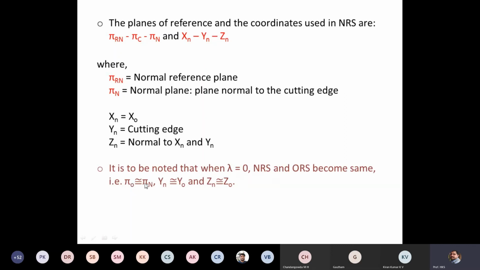So there is no need to tilt the orthogonal plane by an angle lambda to obtain the normal plane. That is not required. The orthogonal plane itself will become the normal plane if the rake surface is flat. If the rake surface is flat, then lambda will be 0. Next, yn will be equal to yo, zn will be equal to zo. Because of this lambda, there will be NRS and ORS. If it is 0, then both are the same.